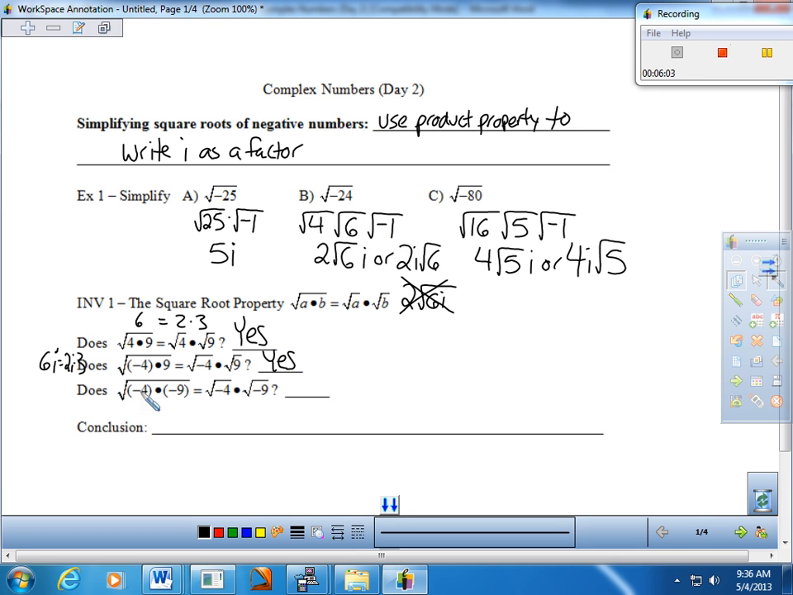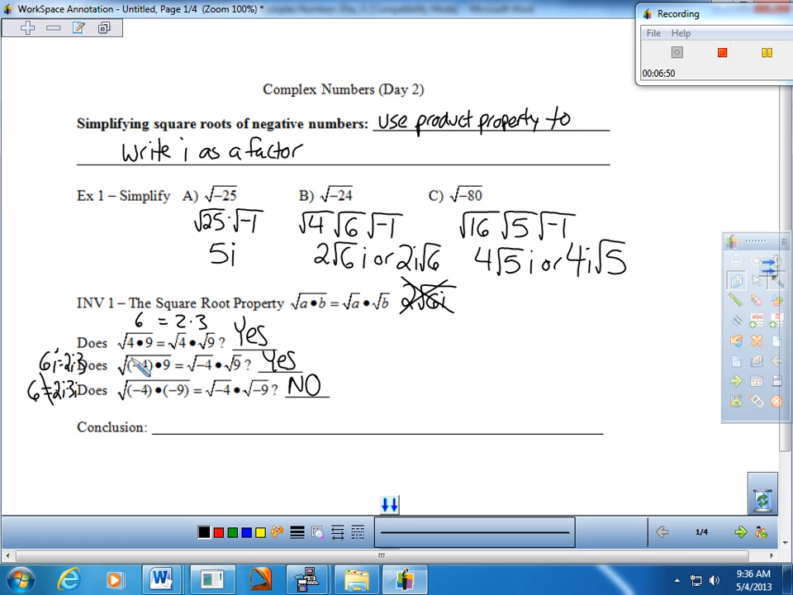How about this one? The square root of negative 4 times negative 9, that's 36, and the square root of 36 is 6. Then, guys, I've got a 2i times 3i. And what do you think? Here I get 6i squared. Is 6i squared equal to 6? Absolutely not. 6i squared is equal to negative 6, and as a result, that actually doesn't work.